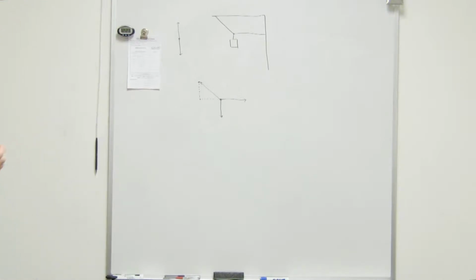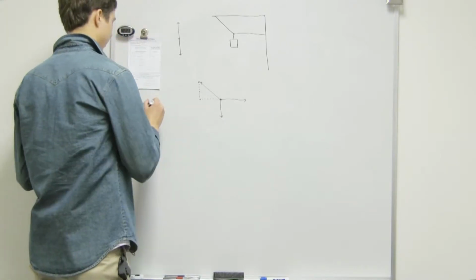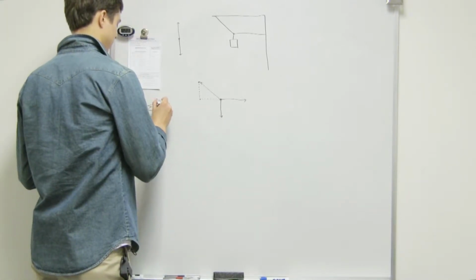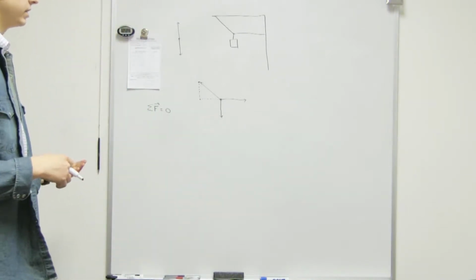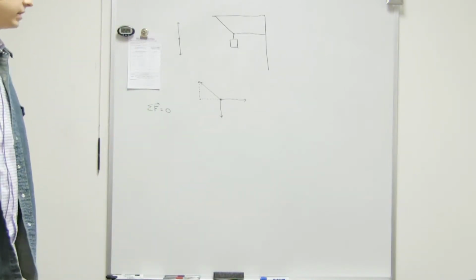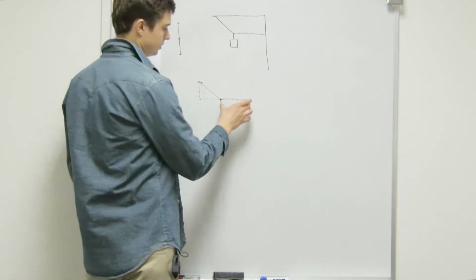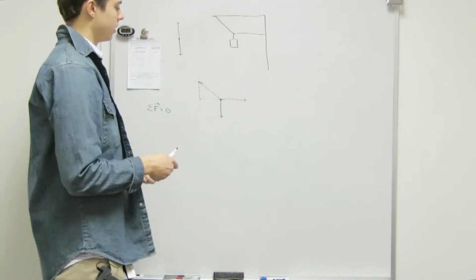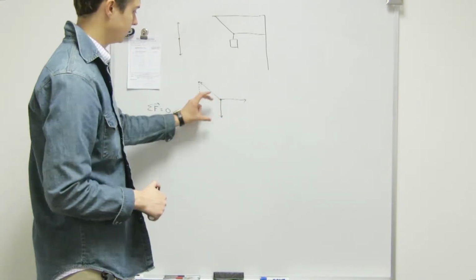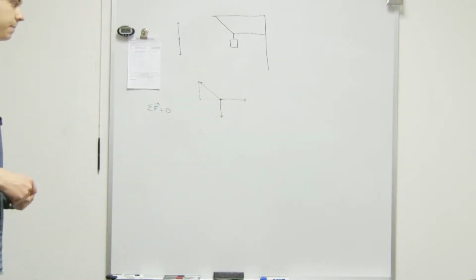Since we know nothing is moving in this picture, there can't be a net force. So net force needs to equal 0. That means all of our y-axis needs to cancel out and all of our x-axis stuff needs to cancel out. The only two things we have going on the y-axis are this and this, so they must be equal and opposite. The only two things we have going on the x-axis are this and this. Those two things must be equal and opposite.